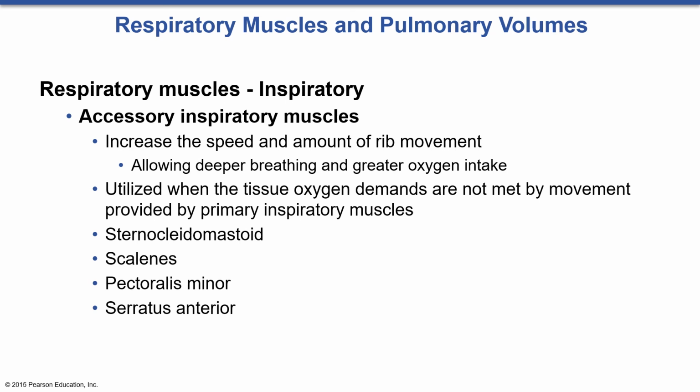Now, sometimes when we inspire, we need to do so more actively. This is the difference between quiet breathing and deeper breathing, or breathing involved in exercise. The accessory inspiratory muscles that are involved in deeper breathing are going to increase the speed and amount of rib movement, allowing deeper breathing and greater oxygen intake when the demand is greater. Muscles like this would include the sternocleidomastoid, the scalenes, pectoralis minor, and the serratus anterior. So all muscles of the torso and upper rib cage.